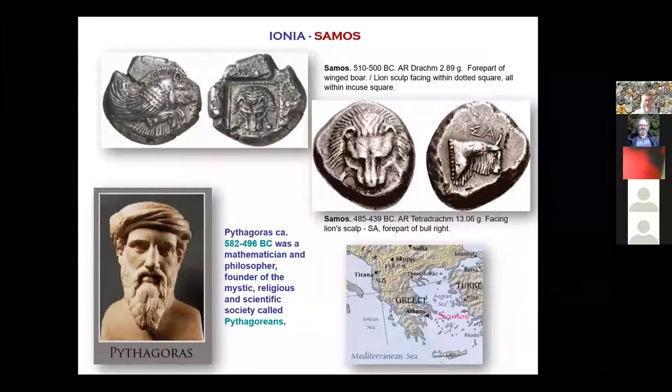And on the obverse and reverse, sometimes we see the skull of a lion facing. An attribute to Hercules, of course. Hercules killed the Nemean lion and skinned it, and so it must have something to do with that. And then there is the forepart of a bull here, and then there is a winged boar. So they seem to combine mythological stories with mythological animals and gods.